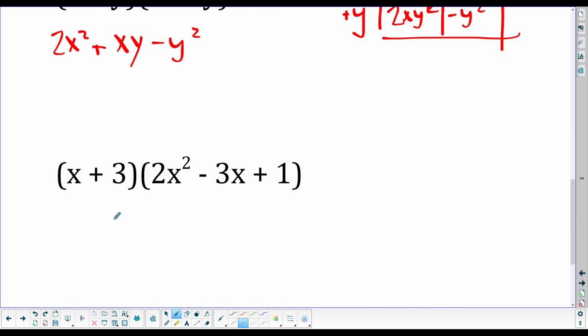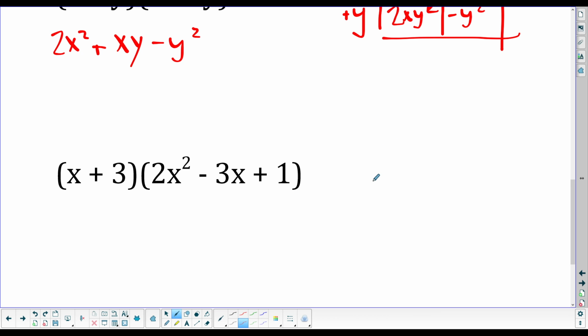Okay, and the very last one, here we have a binomial times a trinomial. So 2 times 3. The acronym FOIL doesn't really apply here, but we can do the same thing. We can take this x and multiply it by every one of these, and then take this 3 and multiply it by every one of these.